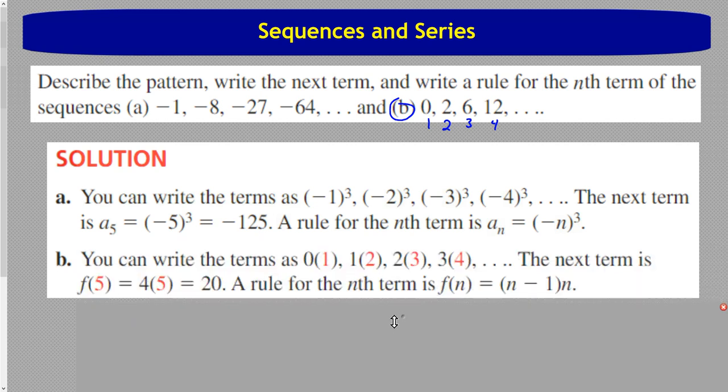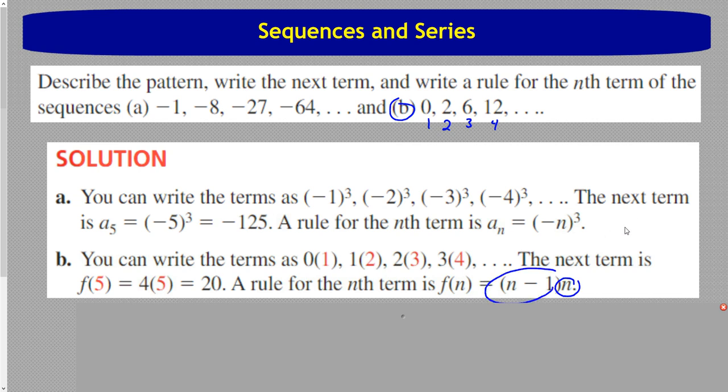So they're suggesting we write the terms as 0 times 1, 1 times 2, 2 times 3, 3 times 4. So what do you think that next term would be? It's going to have to be 4 times 5, right? So the next one would be 5 times 6, and then 6 times 7. So the rule is going to be the number of the term, the nth term, times n minus 1.